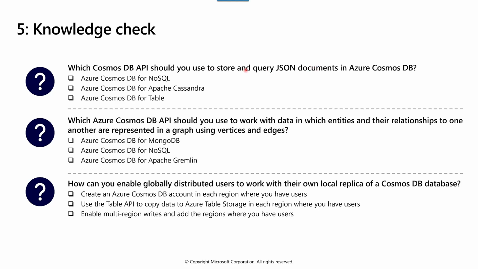So store and query JSON documents in Azure Cosmos DB. How would you do that? This is the classic case of NoSQL. This is the native API. Okay, this is this one, Cosmos DB for NoSQL for JSON documents. And the Gremlin API is used to work with data in which you use a graph with vertices and edges. This is for the Cosmos DB for Apache Gremlin. Okay.